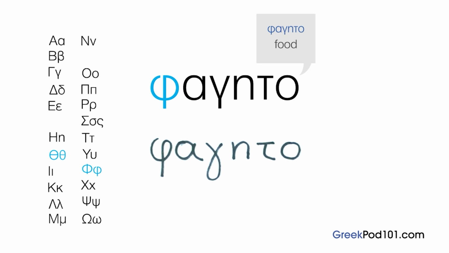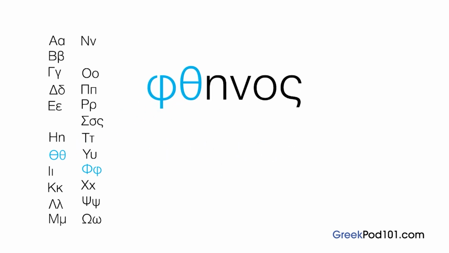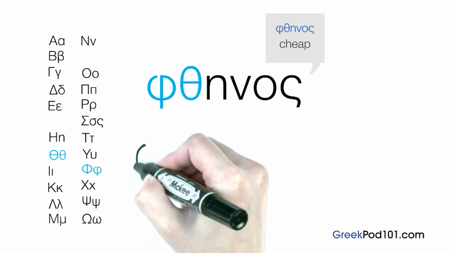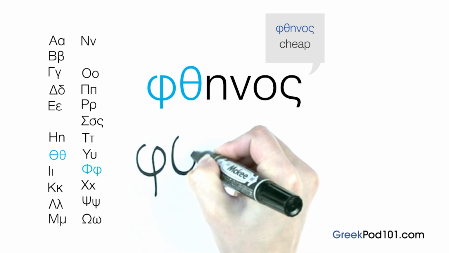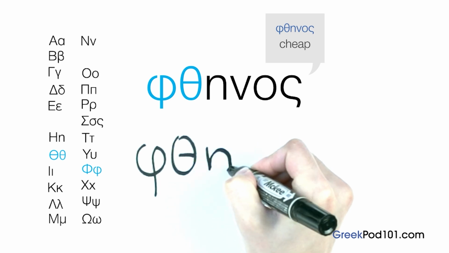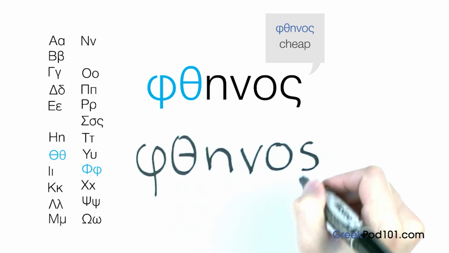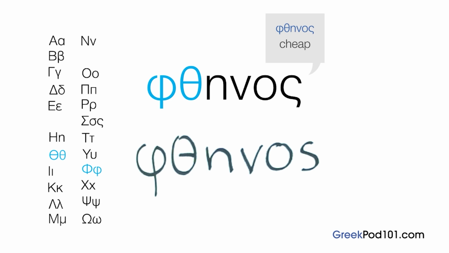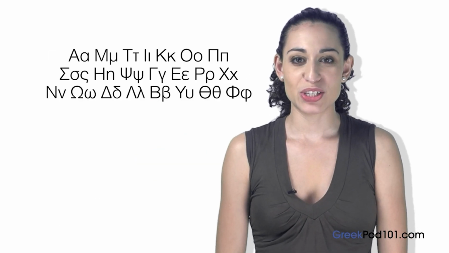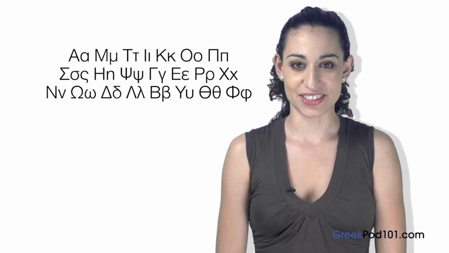Do you feel confident with your phi? Do you think we could try something a little more ambitious? How about a word with both phi and theta? One very common word is ftinos, meaning cheap. Let's write it. Ftinos.